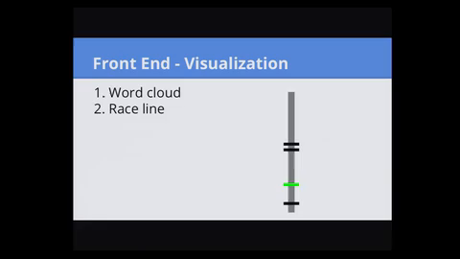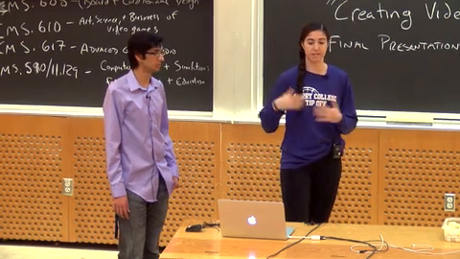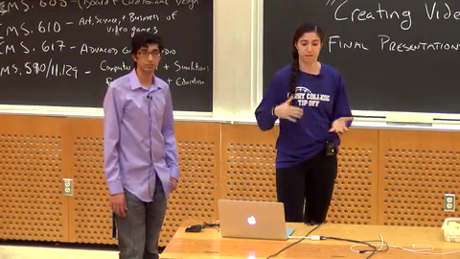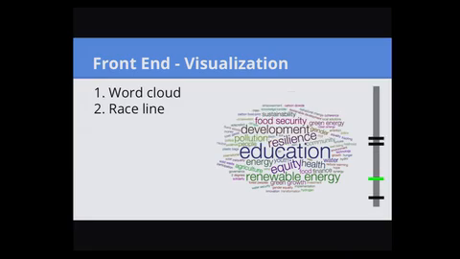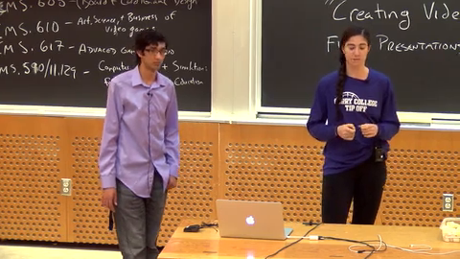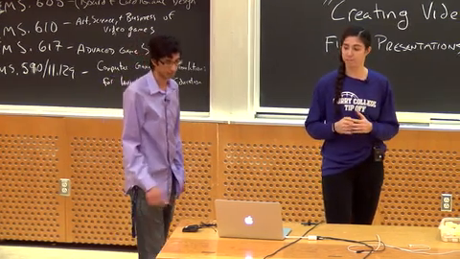So we came up with this idea of having a race line where all the players would be on the line, and the height would represent their score and their position. And then we thought, well, we can put these both together. But we investigated the word cloud, and we realized it'd be extremely difficult to blur out these words, and it wasn't really going to be the best use of our time.